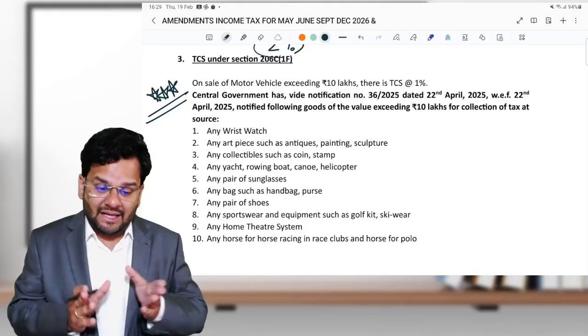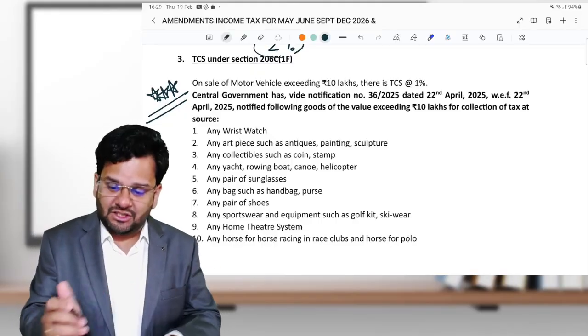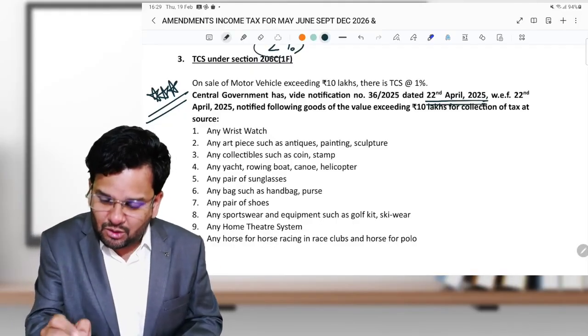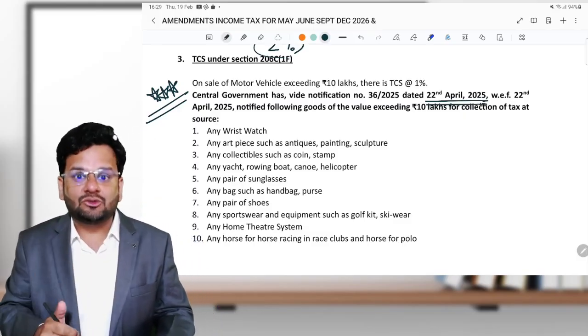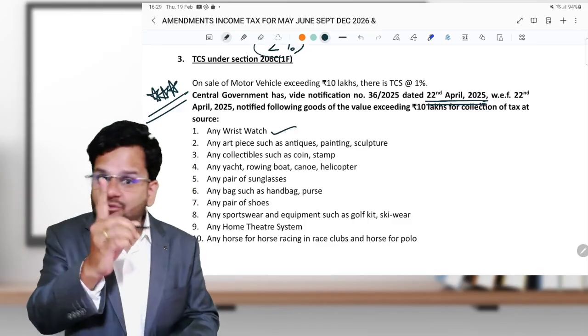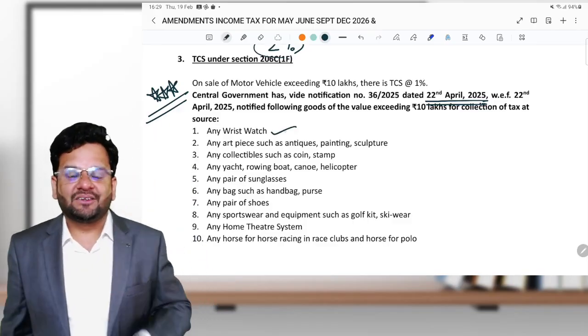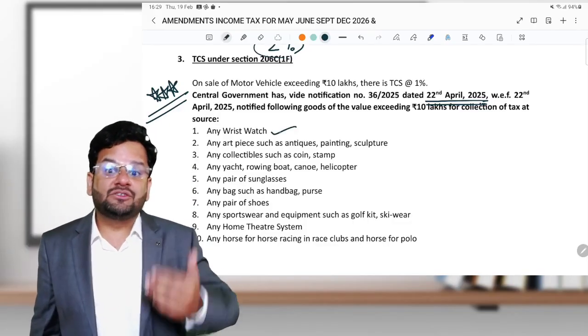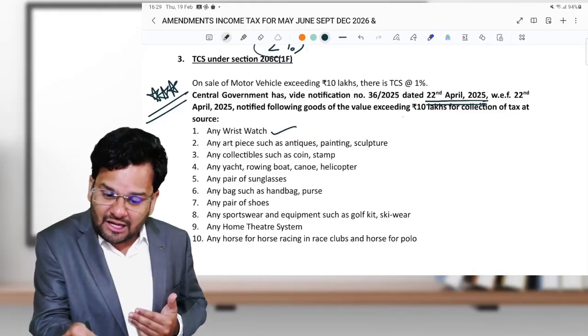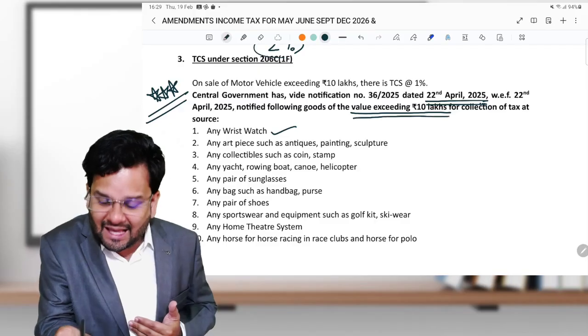So now they are extending these provisions from 22nd April 2025 to some other goods like wristwatches. Okay, not the normal wristwatches. Those wristwatches, the value of which is exceeding 10 lakh rupees.